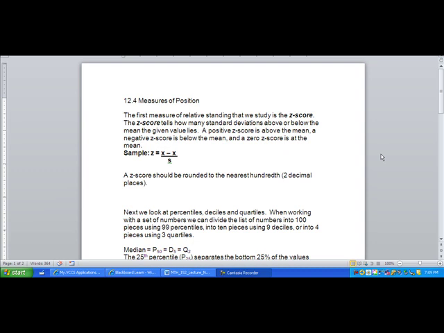The first measure of relative standing that we study, and this is a very important one, is called the z-score. The z-score tells how many standard deviations above or below the mean the given value lies. A positive z-score is above the mean, a negative z-score is below the mean, and a zero z-score is at the mean. And the way we calculate it for a sample, and you're going to need to add this.